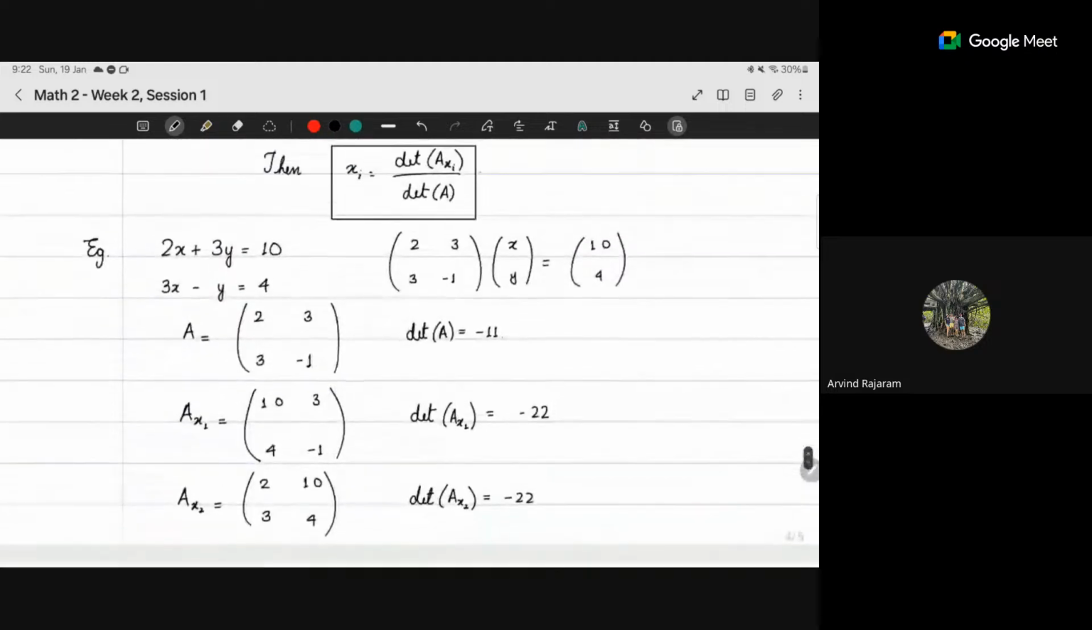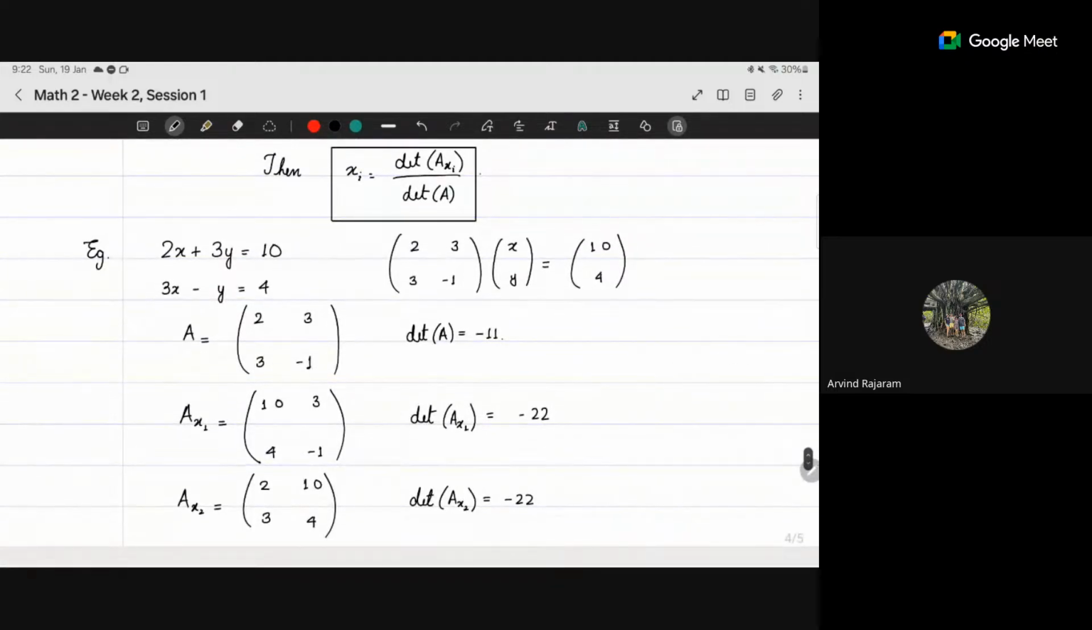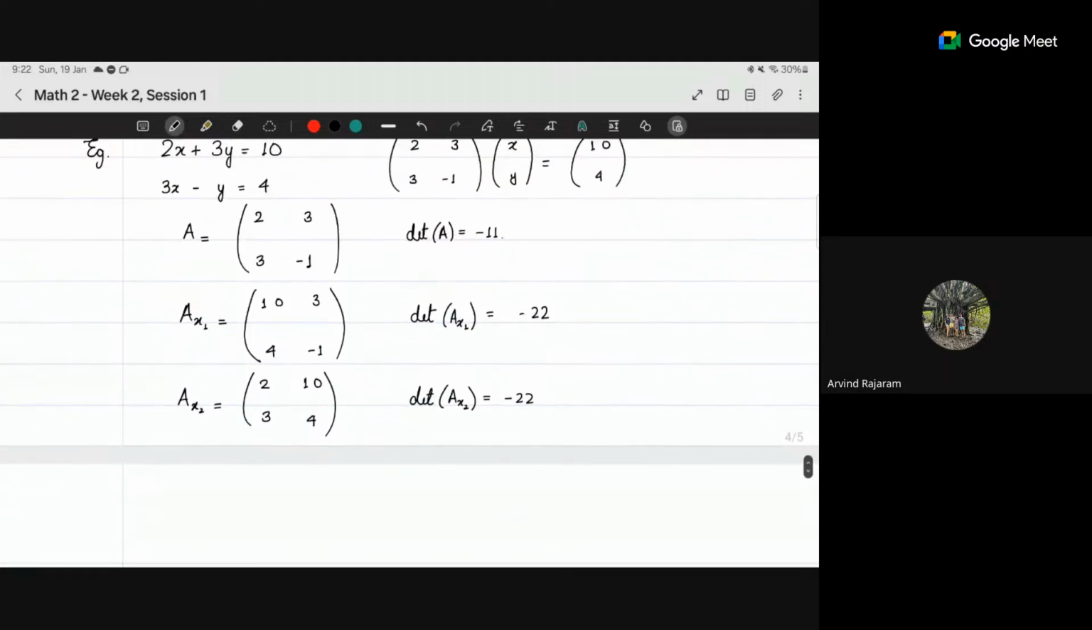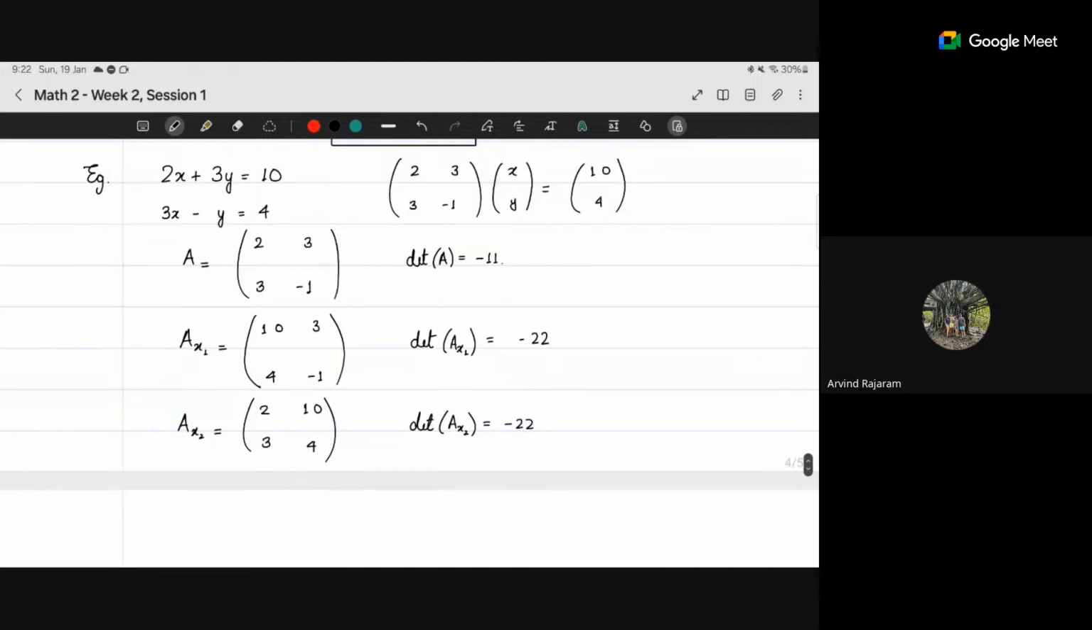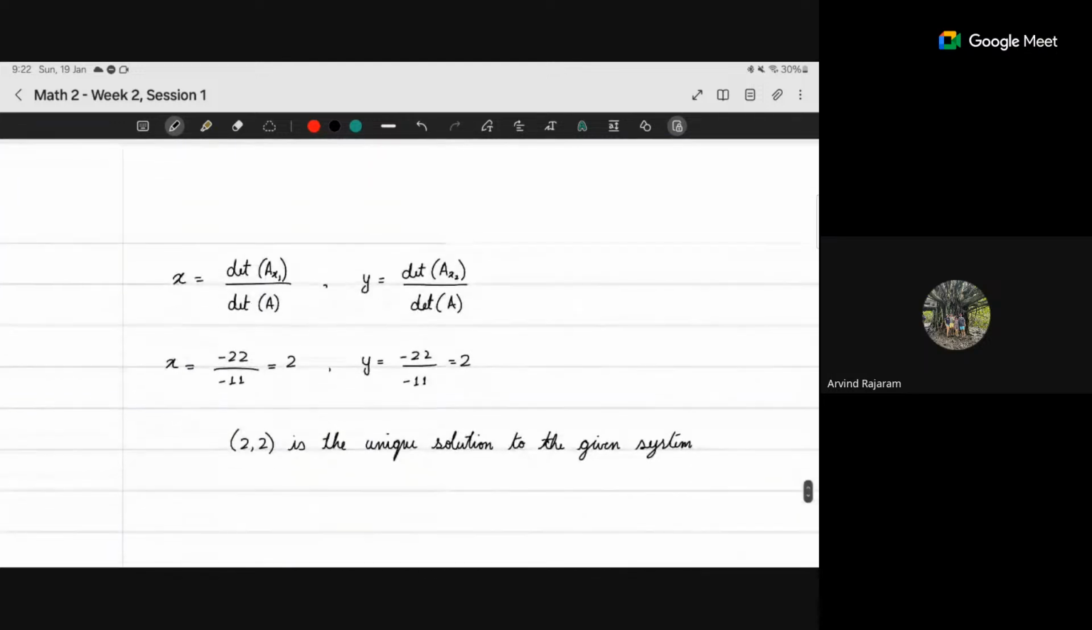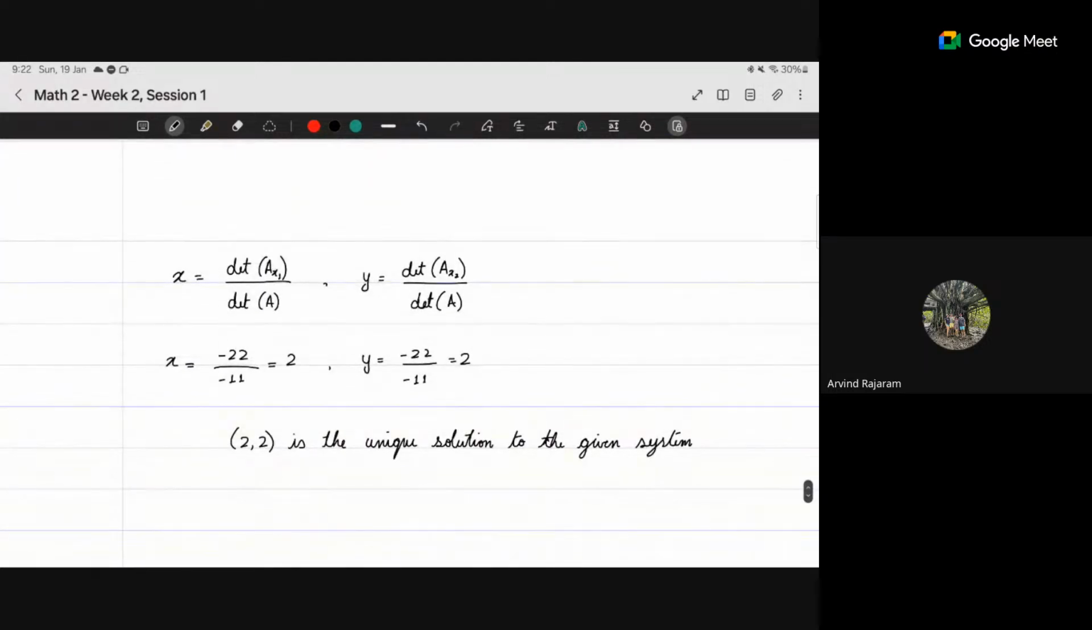Right, let's just verify that. If I do 2 into 2, 4, 4 plus 3 into 2, 6, that is 10, and 3 times 2 minus 2 is 4. For 2 by 2, it is probably of comparable difficulty to just solve it. For 3 by 3, you can look at examples in 3 by 3 as well.